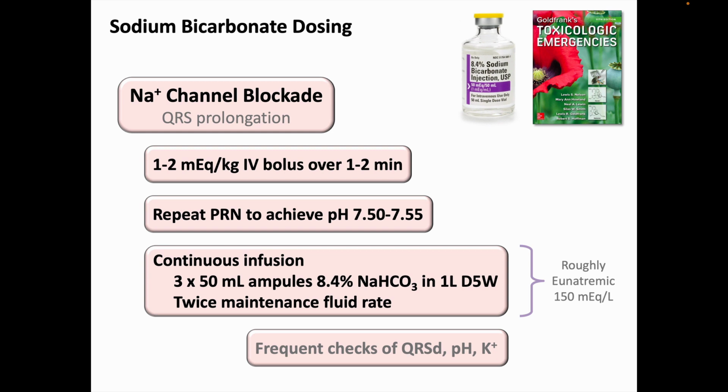8.4% bicarb, which is the most common standard concentration, is the same as 1 milliequivalent per milliliter, such that adding 150 mL makes the solution have 150 milliequivalents per liter of sodium. And while the bicarb is being given, the patient is going to get frequent EKGs to check on the QRS duration, as well as the serum pH and potassium concentrations.